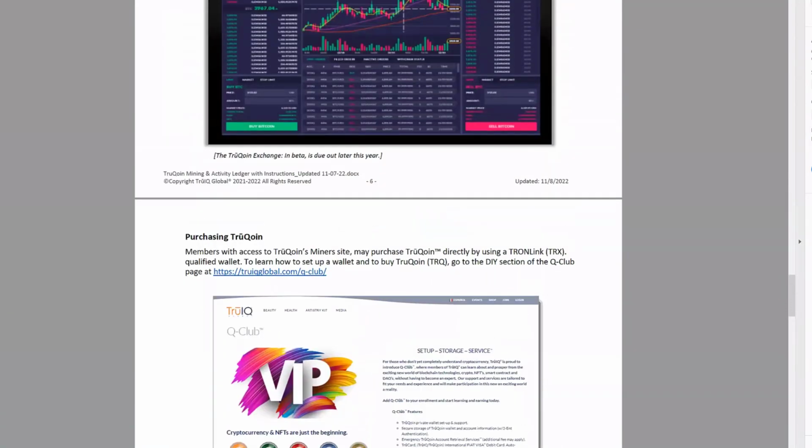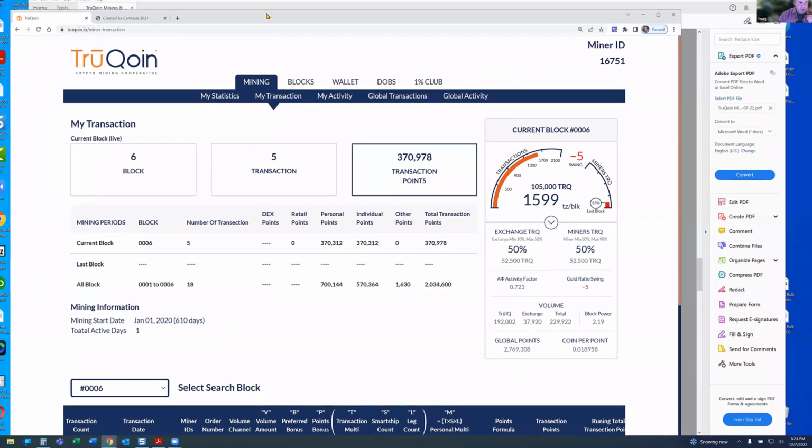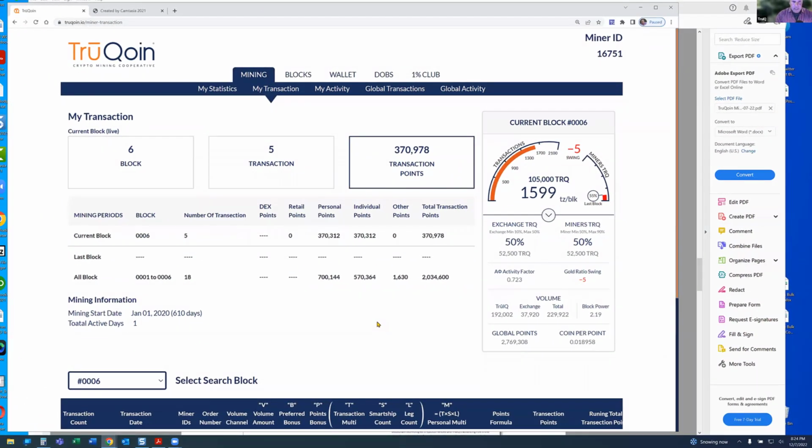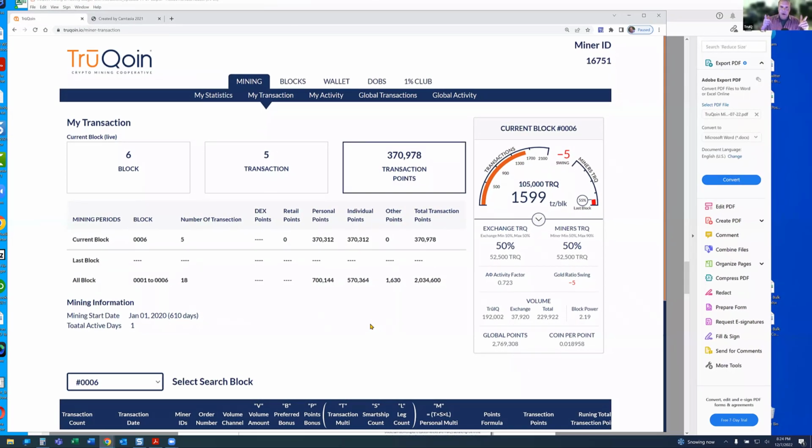Okay, now let's jump over to TruCoin. We talked about those points. This is our TruCoin site. Now, again, we keep these sites separate because TruCoin is a decentralized autonomous organization. And that means it is controlled by you, by our stakeholders in TruCoin.